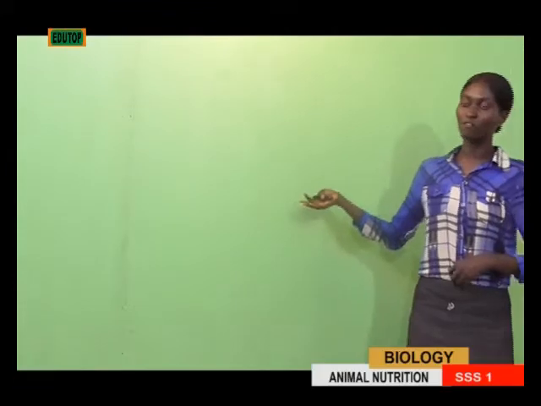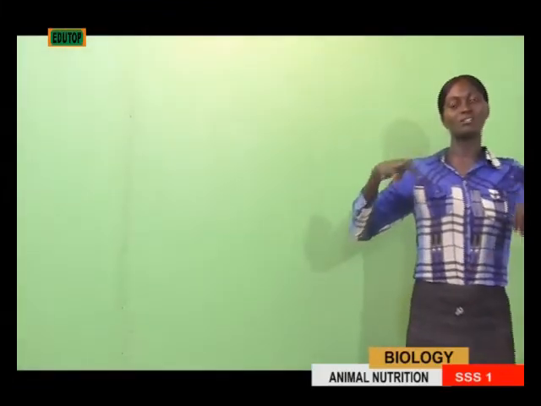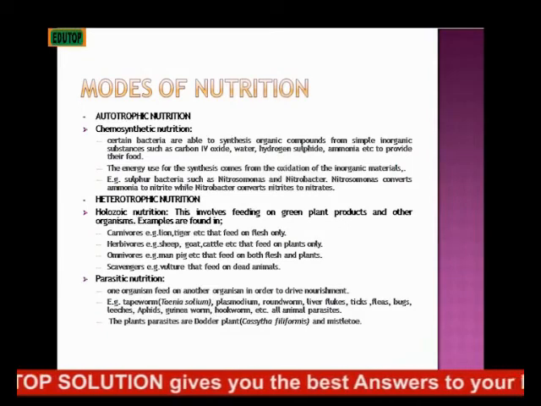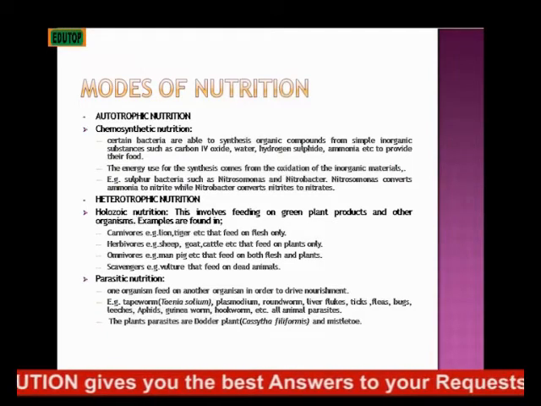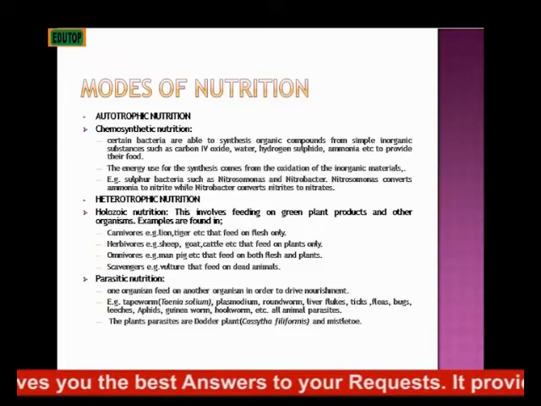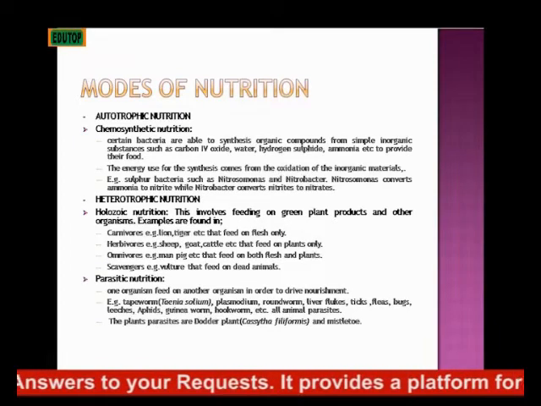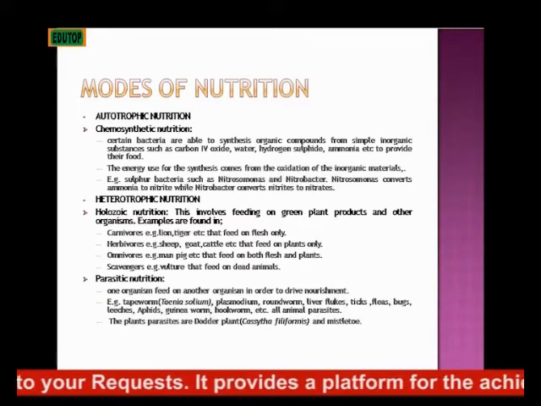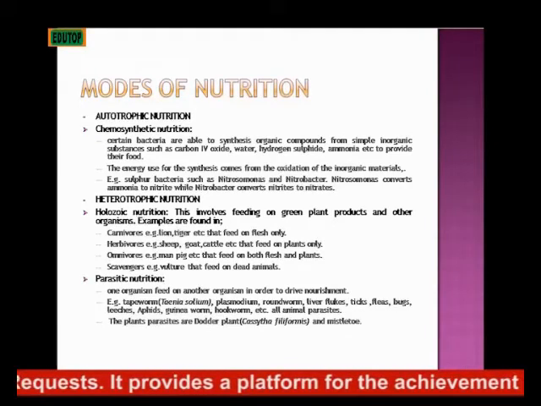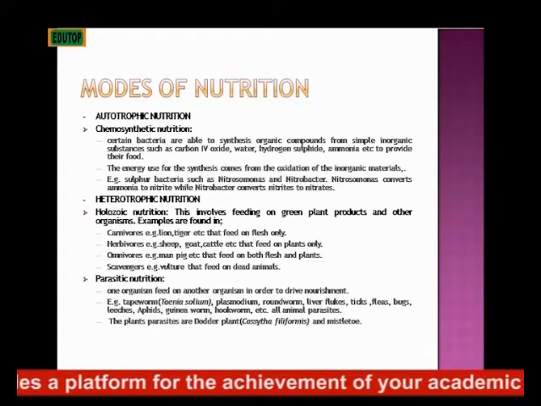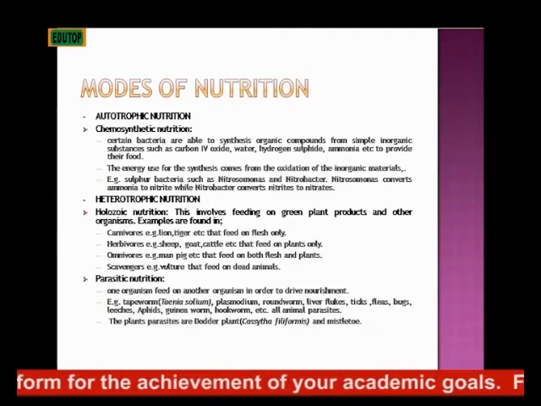Then to heterotrophic nutrition, I said some organisms eat various kinds of food. They do not manufacture their food on their own. So we have holozoic nutrition. This involves feeding on green plant products and other organisms. That is feeding on plants, and we have grouped them into carnivores, herbivores, omnivores, and scavengers.